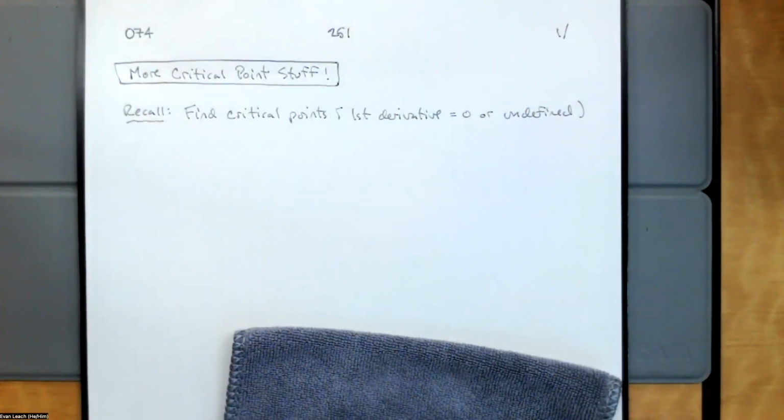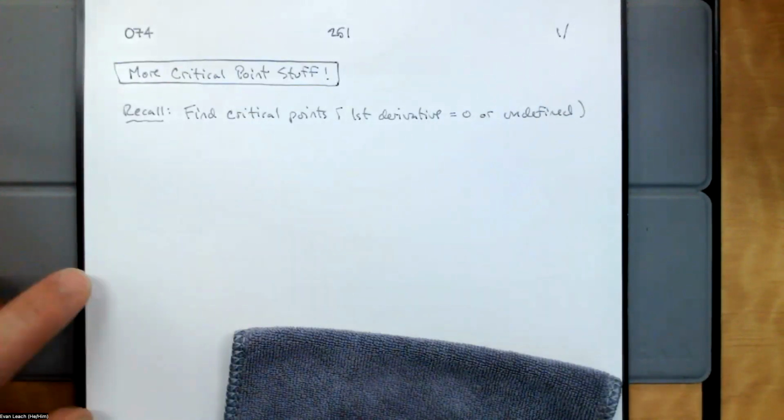So we start by finding critical points, looking for points where the first derivative is equal to 0 or the first derivative is undefined. The undefined case hasn't come up yet because we've been dealing with polynomials. Our job is to classify the critical points as a local maximum, a local minimum, or neither of those.